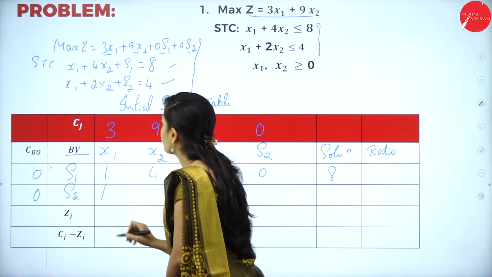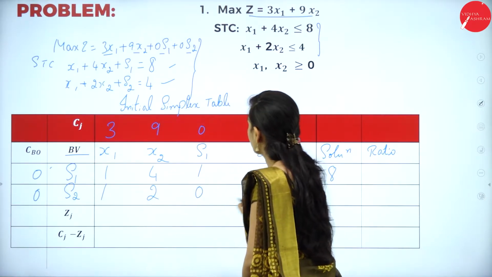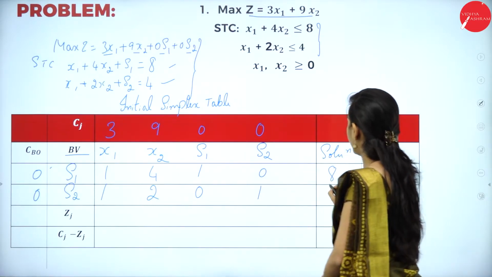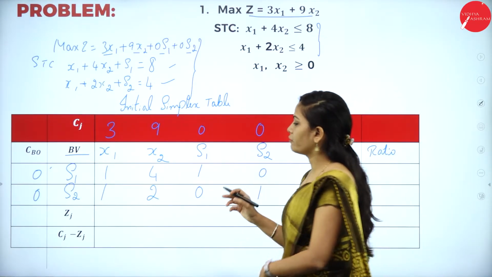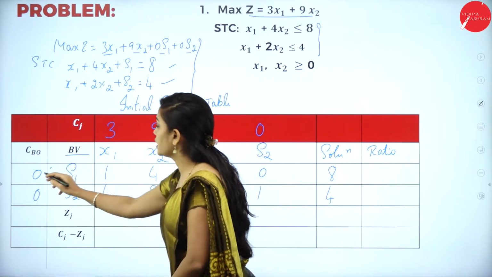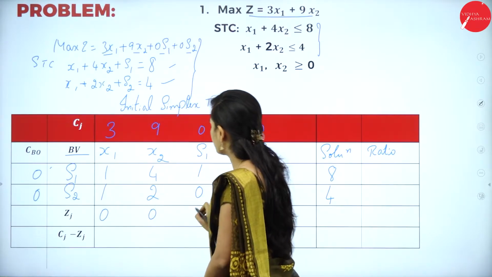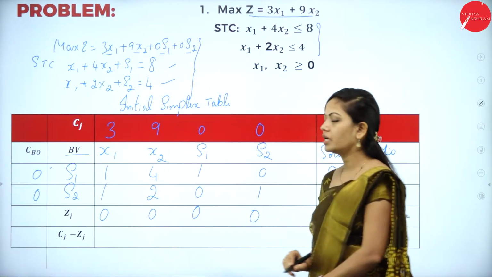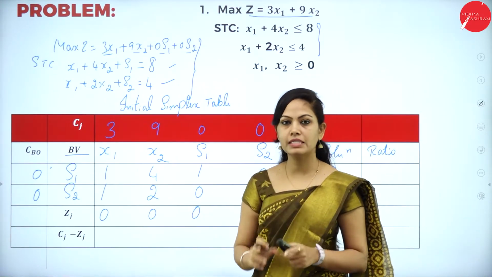And equation number 2: x1 is 1, x2 is 2, S1 is not there, S2 is 1, and the solution is 4. So after this, what is the next step? We have to find the Zj value. How to find the Zj value? 0 into 1 plus 0 into 1, it is 0. So in the simplex method, in the initial simplex table, all Zj values are always 0.